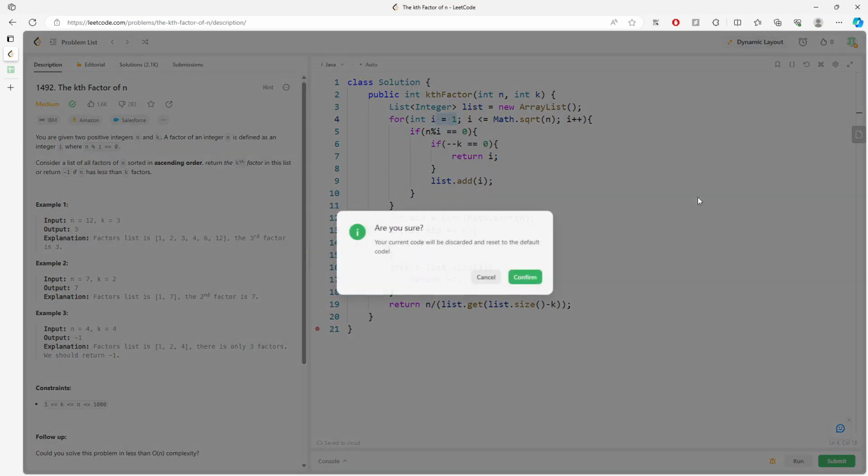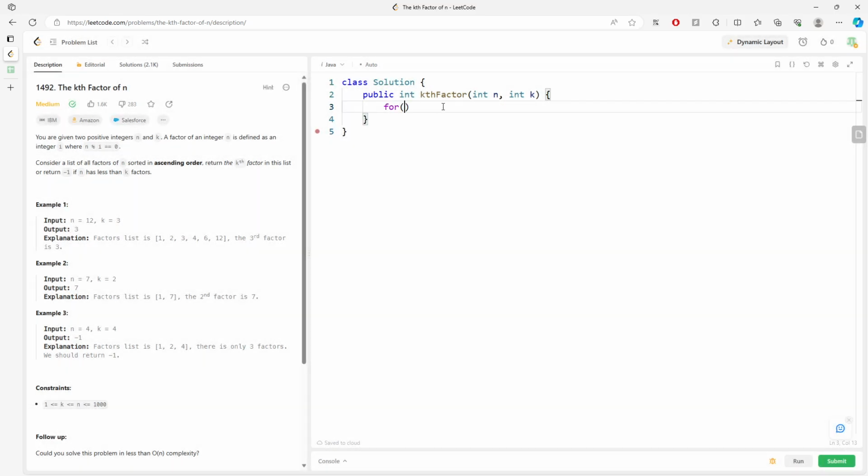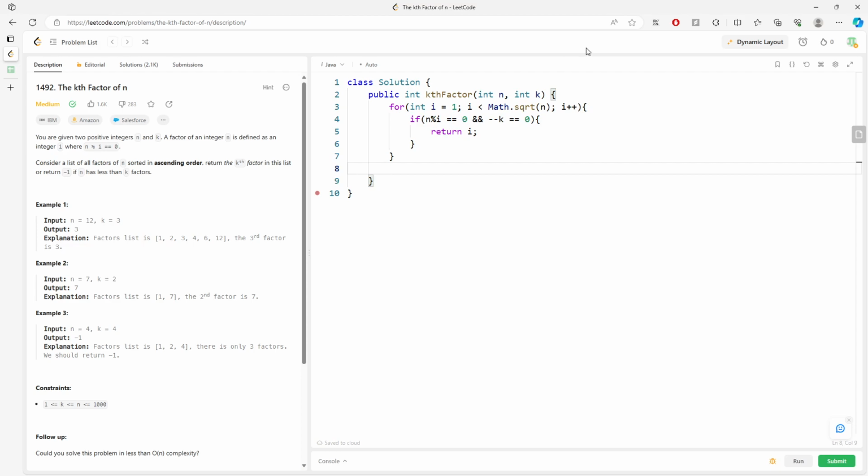And let's do this. For int i equals 1, i less than Math.sqrt(n), i plus plus, and then I will say if n mod i equals 0, I will decrement my k, and if k equals 0, I return i. If you notice, I don't have an equal sign over here. This is because I will have another for loop to traverse back.